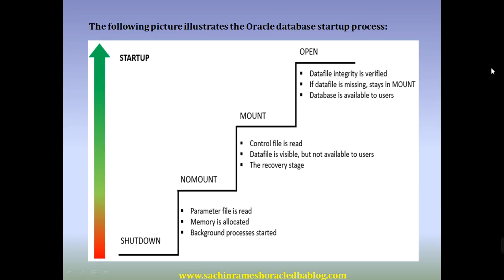Okay, here is the following picture illustrating the Oracle database startup process. You can see here the startup and shutdown. Normally, the database will be shut down. While starting up, it will go to nomount: parameter file is read, memory is allocated, background processes started. Then it will go to mount: control file is read, data files are visible but not available to all users. And then open: data files are verified for integrity. It's a clear illustrated picture for you.